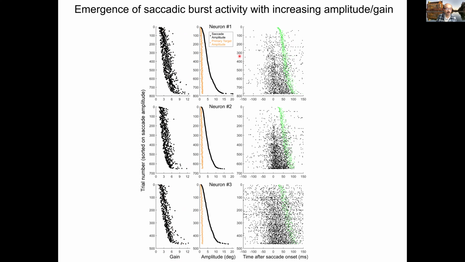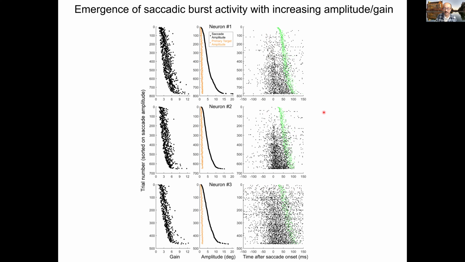And as you can see here from the raster, this is for the same target, when the saccade was small, there is almost no activity or very low activity. The third neuron has some irregular resting rate. So basically there is no burst. But as amplitude gets larger and larger, or gain gets larger and larger, you see that there is more and more activity. There are more and more spikes.